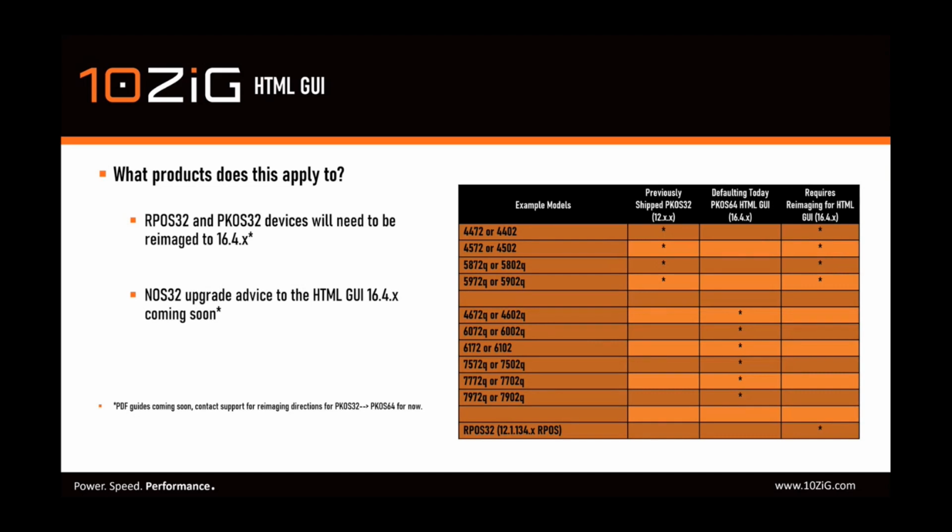I got a fancy graph here. So basically, if you're on OS32, coming soon, we'll have the HTML GUI out with the 16.4.x. If you're on RPOS 32 or PCOS 32, then we're gonna re-image the device. And again, if you have questions about that, just call support, and we'll be able to help you out and get you the USB tool and the compressed image to be able to move your device over. And you can take a look at that graph there. So I've listed some models and which ones are going to require the reimage, and which ones you'll be able to just update later. More information on that coming later with the PDF guide.